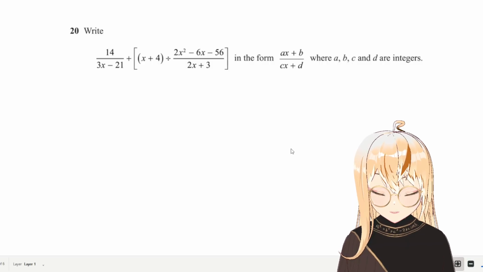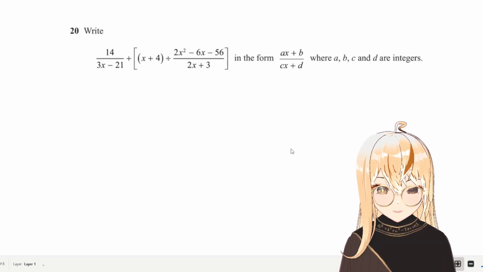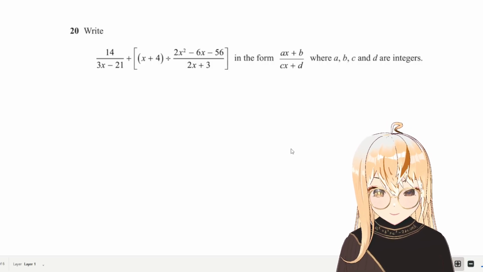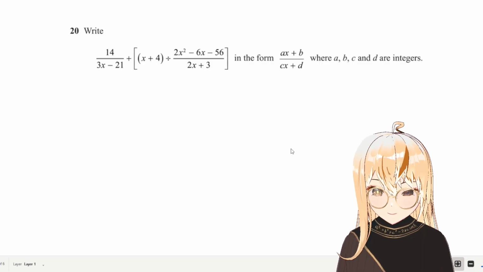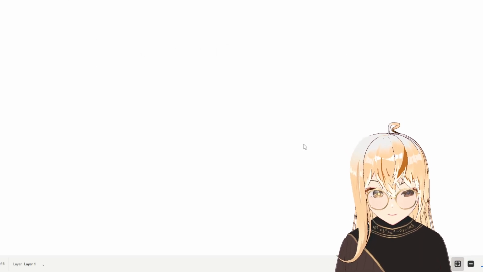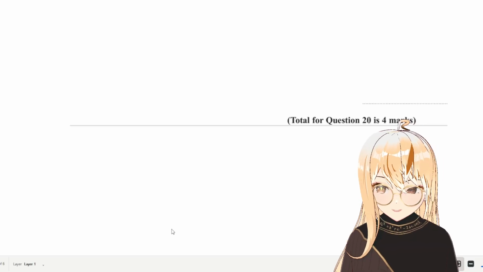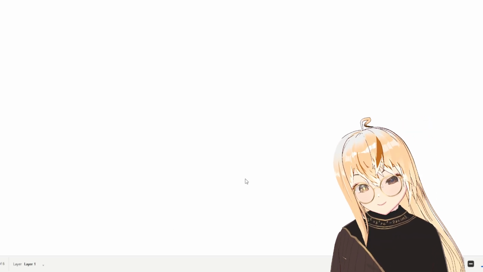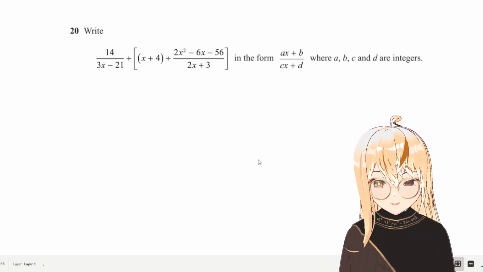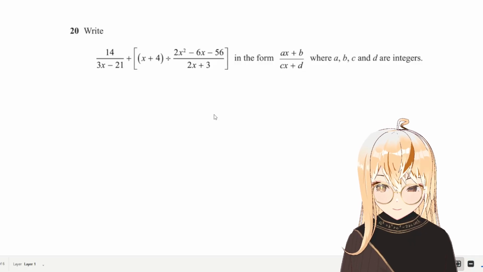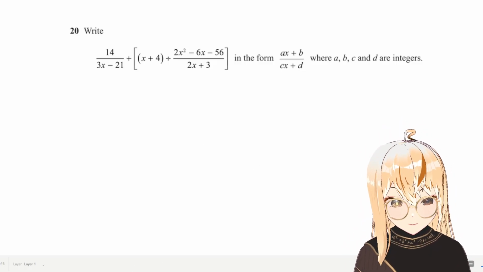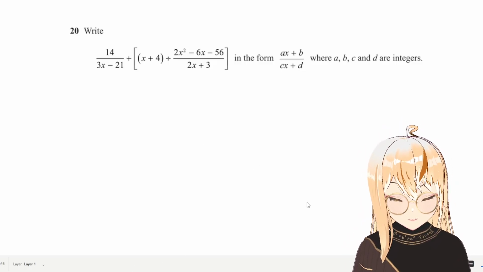And here we go. This is the hefty question. Yeah, it looks pretty intimidating at first. If I just check right here, the question's worth only 4 marks, which is kind of crazy. I don't know, I'm kind of lazy. I don't want to be doing all of that for 4 marks. But you do what you gotta do.